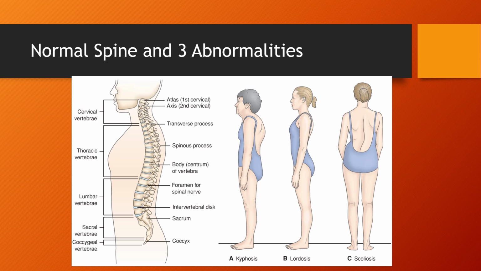Kyphosis is frequently seen in elderly patients with osteoporosis and in some patients with neuromuscular diseases. Scoliosis may be congenital or even idiopathic, where we don't know what the identifiable cause is, or it could be the result of damage to the paraspinal muscles, as in polio. And lordosis is frequently seen during pregnancy as a woman adjusts her posture in response to changes in her center of gravity.